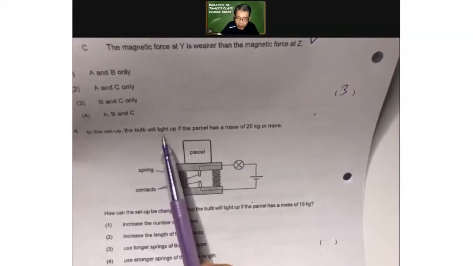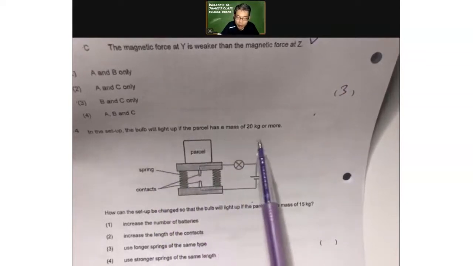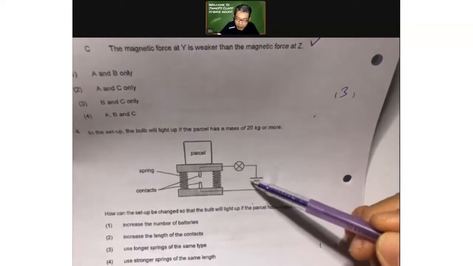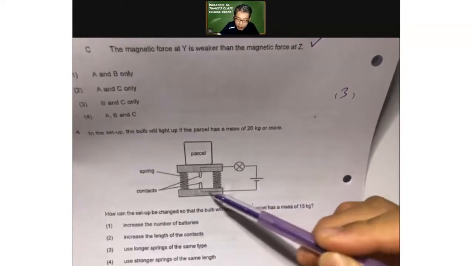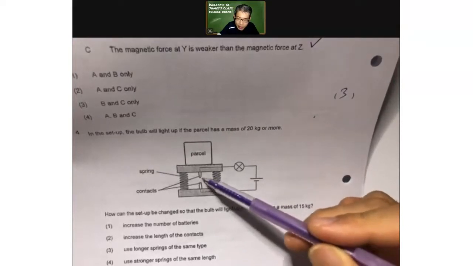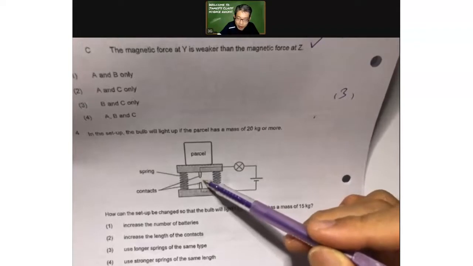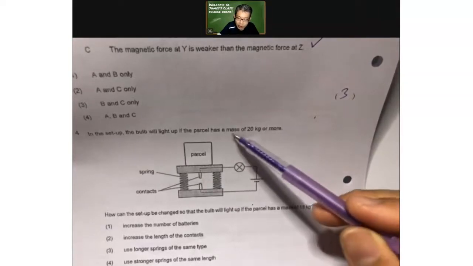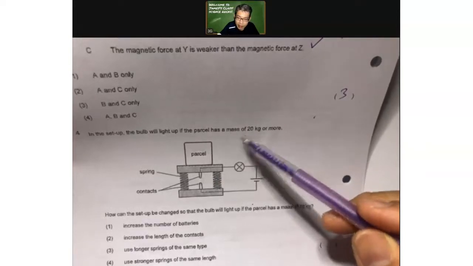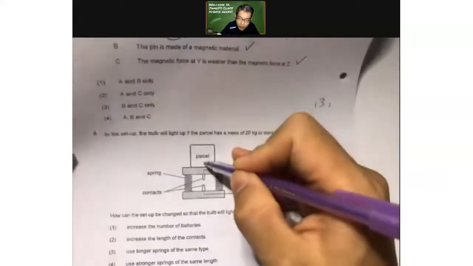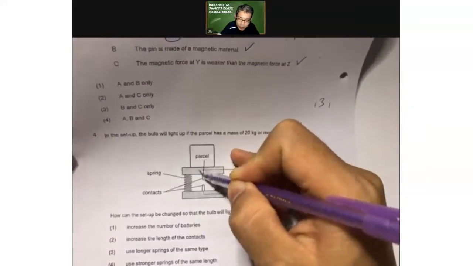Bulb will light up if the parcel had a mass of 20 kilograms or more. So there's a circuit here. There's a battery, and these are two metal contacts. And there's a gap here, which means this is an open circuit, so the bulb is not lit. But if there's a 20 kilogram mass here, then this will create a force that will press down.